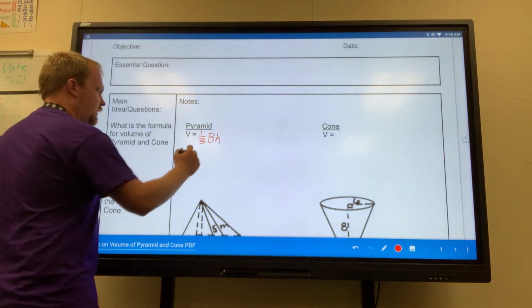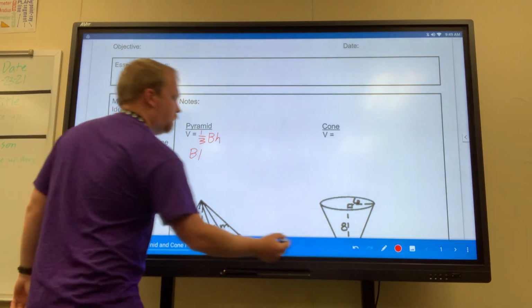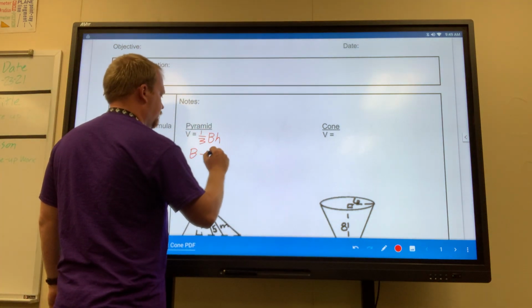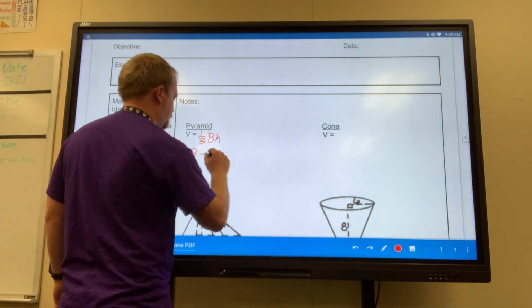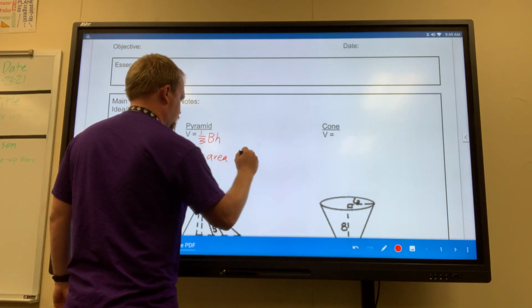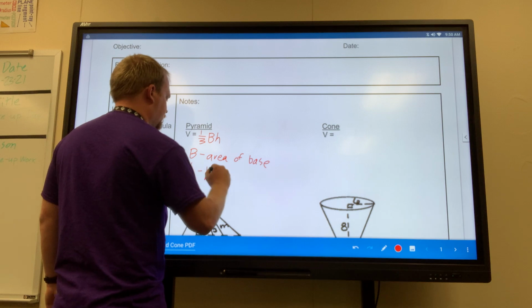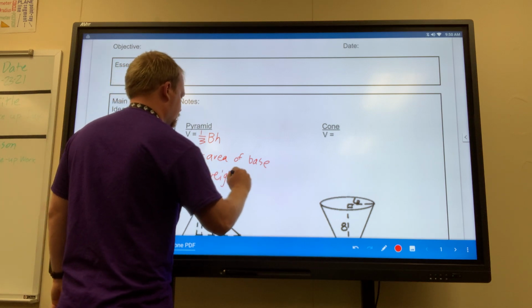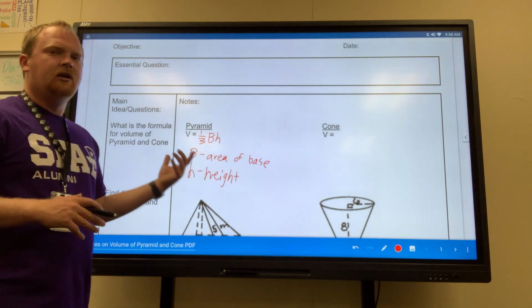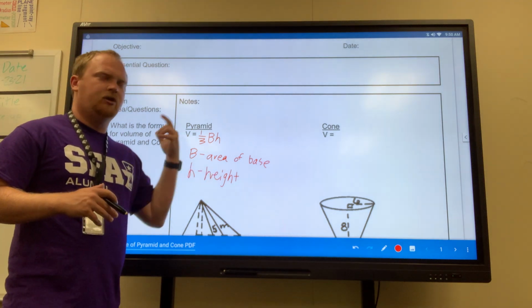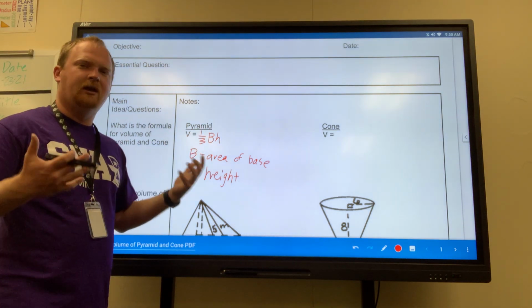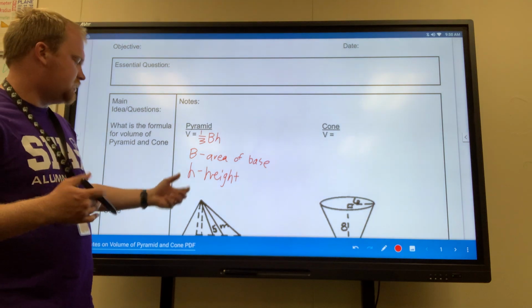Now, again, we know B to be the area of the base, and H is the height. Okay, that's what we know for sure. We know that B is the area of the base, depending on the base, and H is the height.